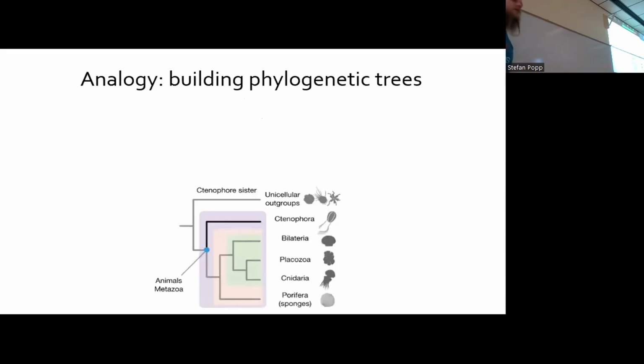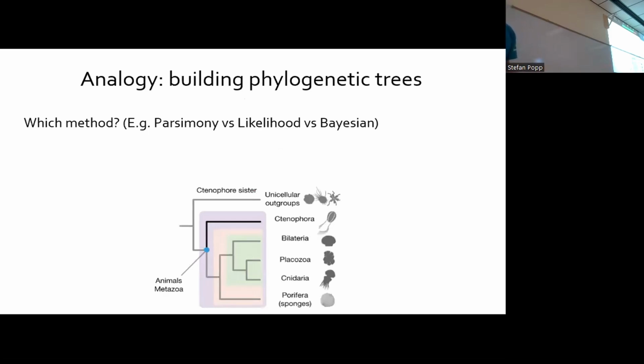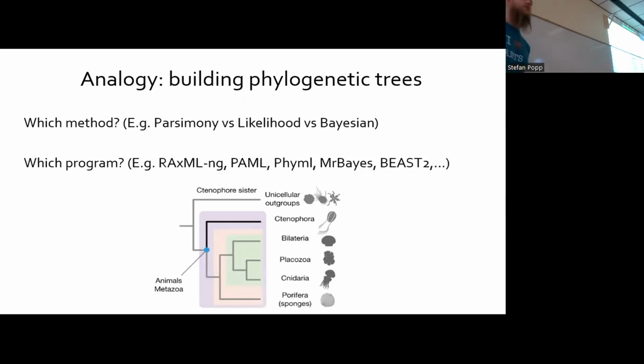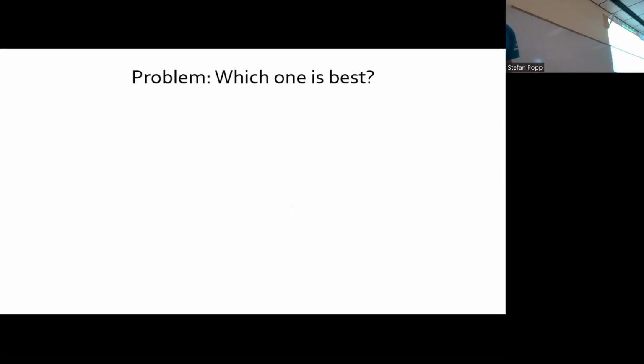An analogy in evolution that I've conjured up is that when you're building phylogenetic trees, you're also having to choose which method you're using, and then which program you're using, which parameters, which genes, and so on. So that will also change your phylogenetic tree probably, and which one you use is also not very objectively determinable. So the problem is then which resampling algorithm is the best.